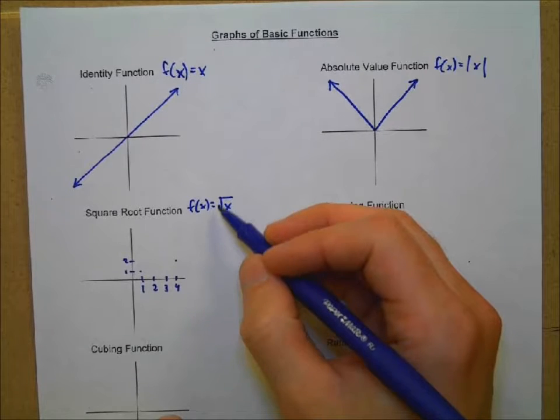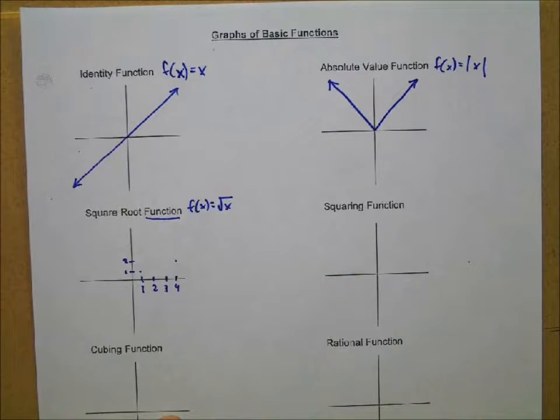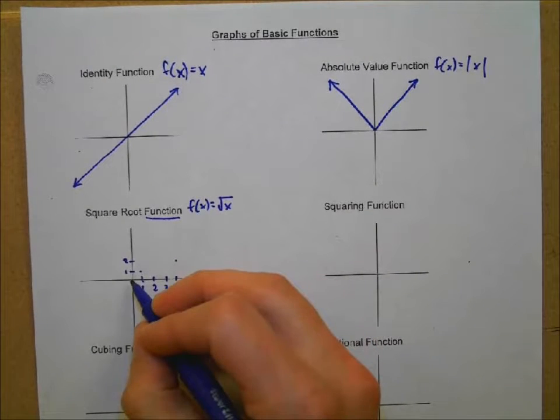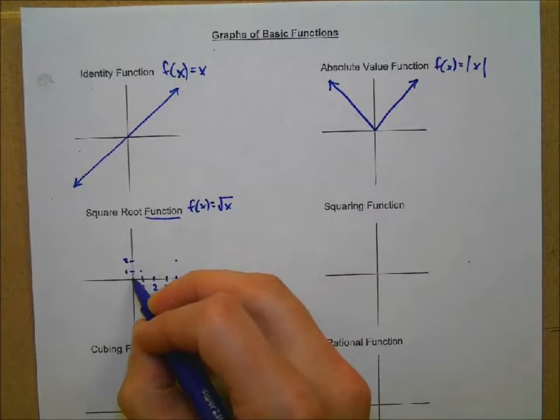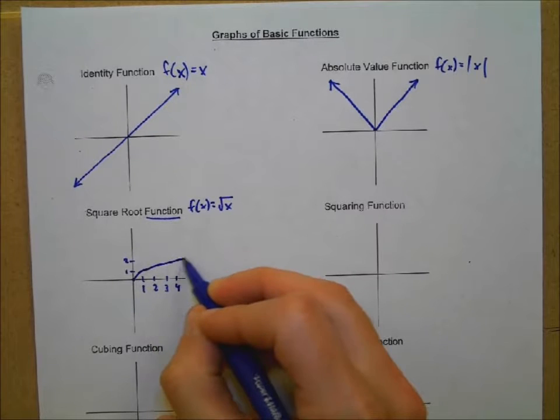No plus or minus. That way we're still able to have a function, right? If it was plus or minus root x, it wouldn't be a function anymore. And of course, the square root of 0 is 0. That's right. 0 is a perfect square. Okay, so something like that.